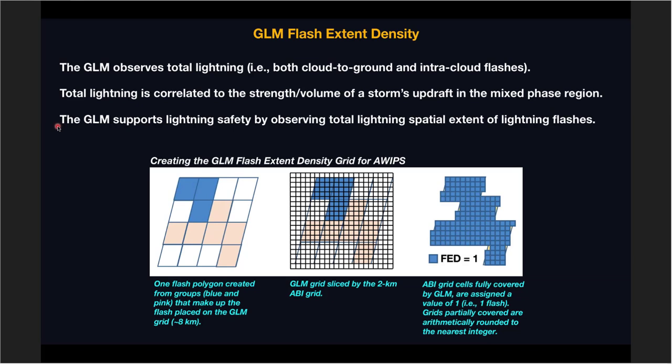And then the other one is that GLM supports lightning safety by observing total lightning and the spatial extent of lightning flashes. So if you've heard the concept of a long flash in the stratiform region of an MCS, for example: the leading edge of the MCS moves through, you have the stratiform region behind, and sometimes there's a lot of lightning in there. The GLM does an amazing job of detecting that lightning.